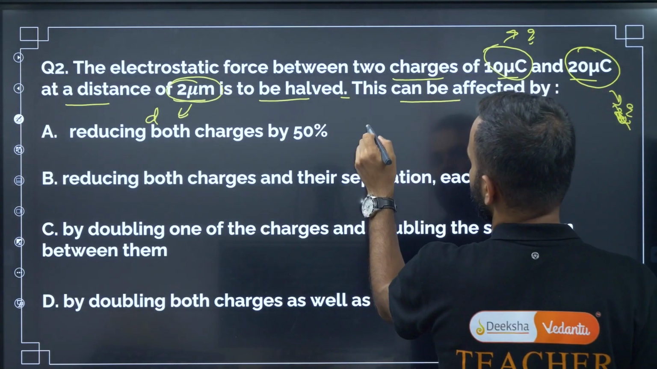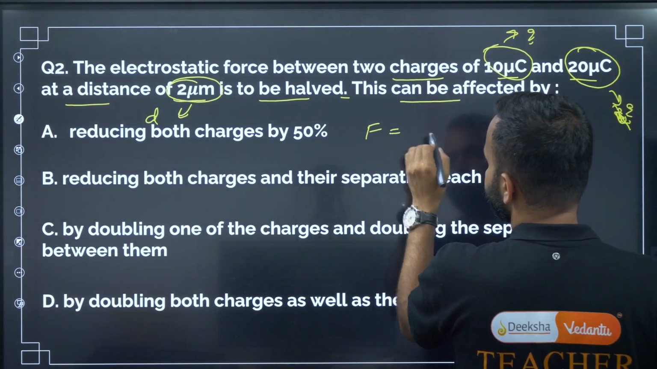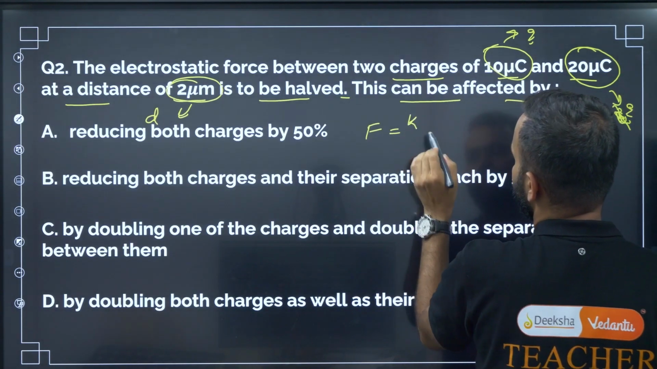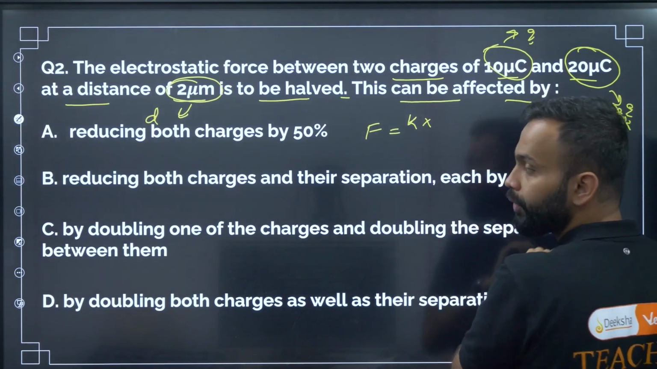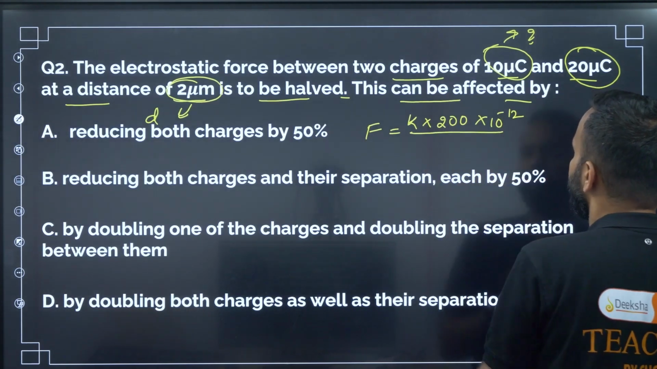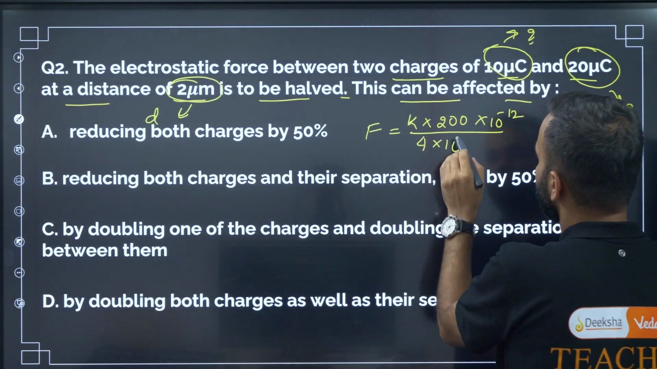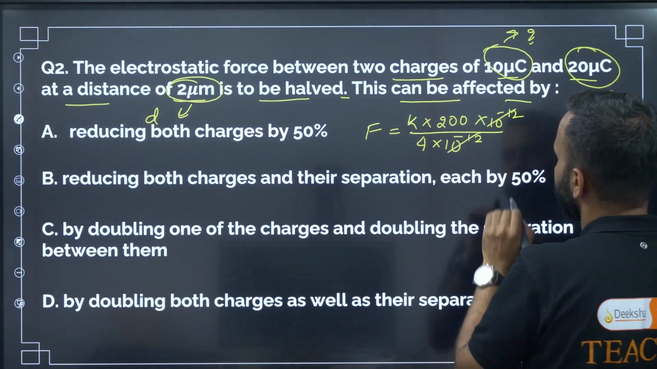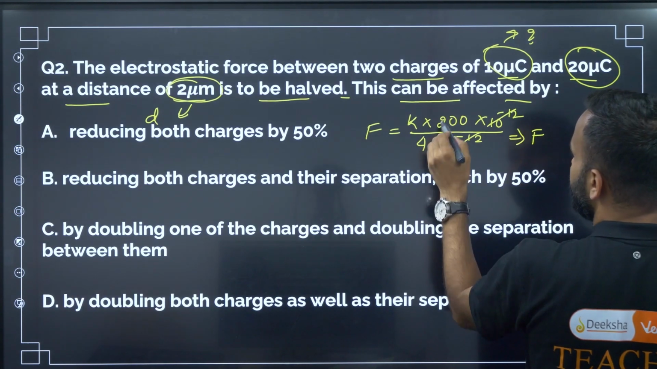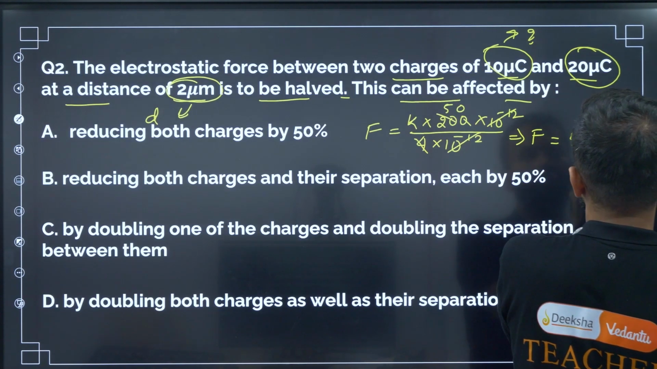Here the original force, that is the force between 10 microcoulomb and 20 microcoulomb at a distance of 2 micrometer, let us find. F equal to K, which is 1 by 4 pi epsilon naught, into 10 microcoulomb into 20 microcoulomb, that is 200 into 10 to the power minus 12 coulomb square, divided by d square. d square is 2 micrometer whole square, which is 4 into 10 to the power minus 12. So 10 to the power minus 12 will get cancelled. So F equal to 200 by 4, which is 50. F equal to 50K.